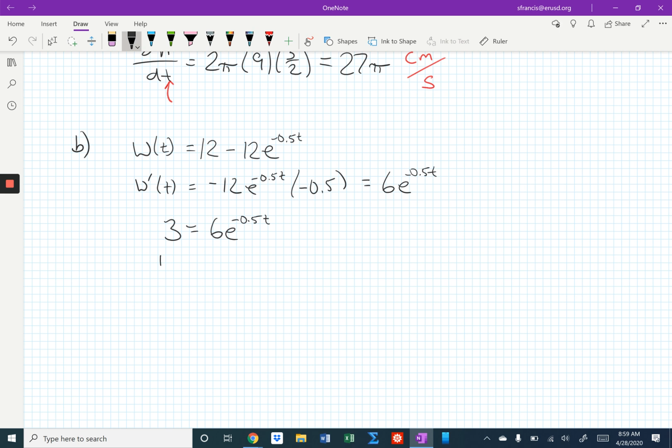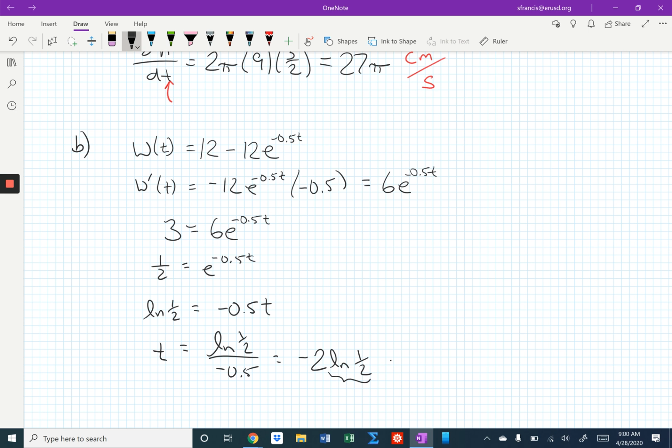So we set that equal to 3, and then we do some arithmetic. Of course, we're going to divide by 6. And then we're going to need the natural log function. So the natural log of 1/2 is equal to negative 0.5 t. And then t is the natural log of 1/2 divided by negative 0.5. Or dividing by half is the same as multiplying by 2, so negative 2 natural log of 1/2. If you're not thinking carefully, you might be slightly confused. You might think, how am I getting negative time? Well, you're not. The natural log of 1/2 is a negative quantity itself, so the negative times negative gets a positive.